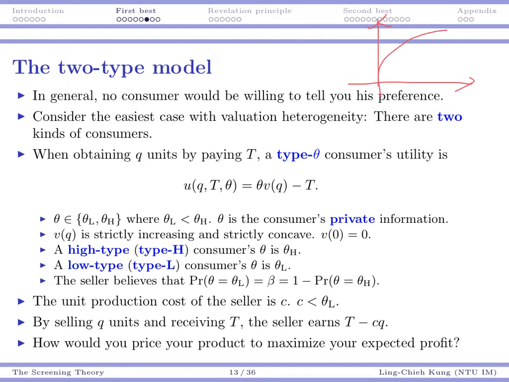The seller has its utility function, which is T minus CQ. If I produce 10 units, I need to pay 10 times C as my cost, but I can collect some money from the buyers. So I'm going to have a profit like this. Now the problem is actually precise. As a seller, I want to price my products so that I can maximize my expected profit. I want to set prices for my products, and consumers may buy multiple products, right? So I am allowed to set different prices for different numbers of units.